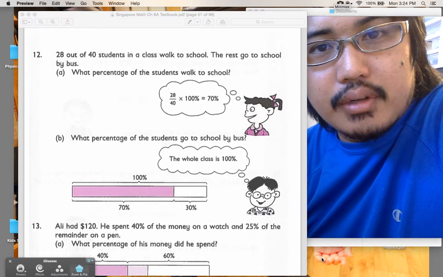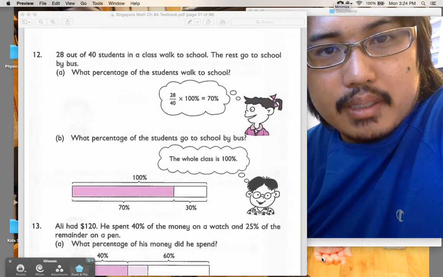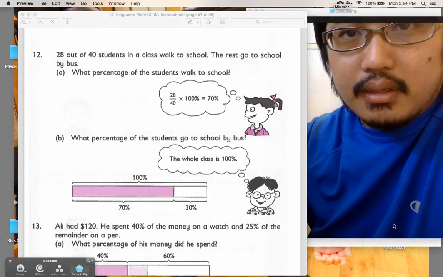28 out of 40 students walk to school. The rest go by bus. What percentage of students walk to school? Let's just do this one like this.